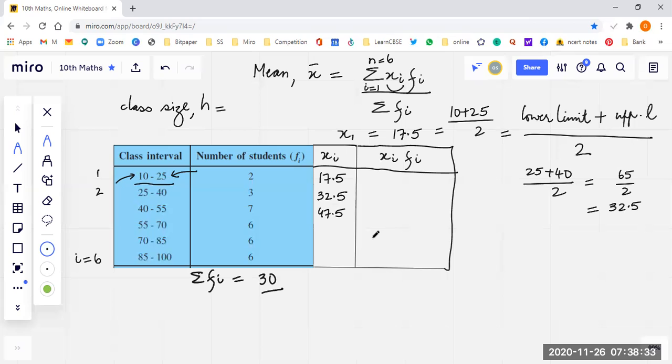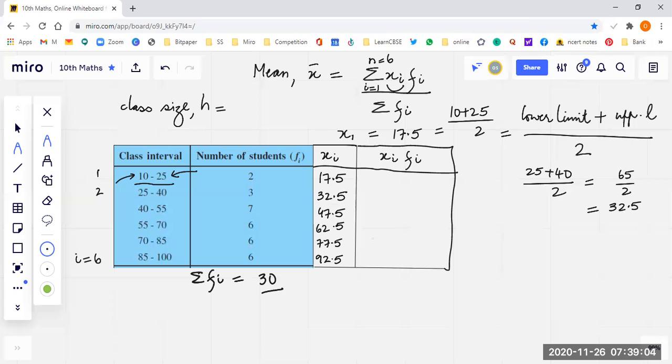So when you add 15, how much will it become, students? 47.5 plus 15 will be, come on, 62.5. We add 15 more, so it will be 77.5, and the last will be, come on students, 92.5. And just observe, am I doing it correctly? Yes, 92.5 is the midpoint of 85 and 100. So I got xi. Now what do I need to do?